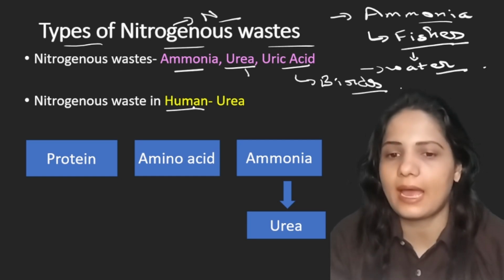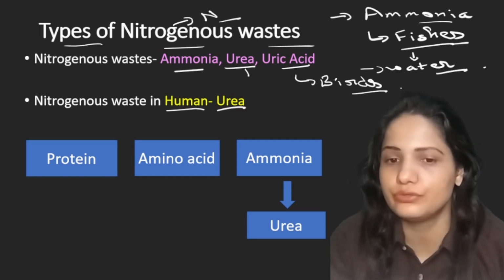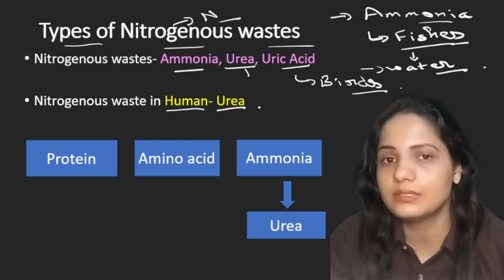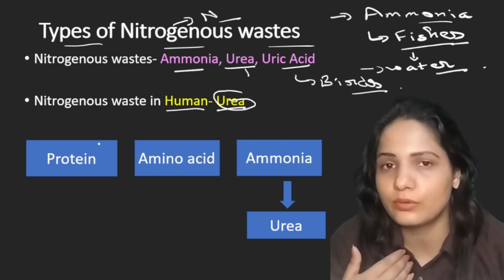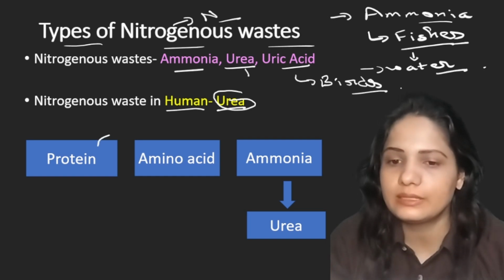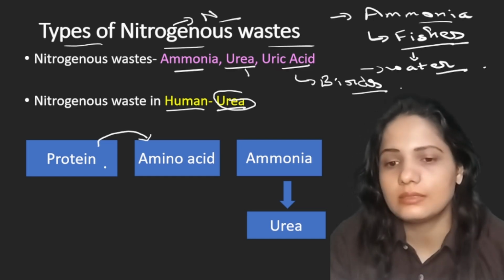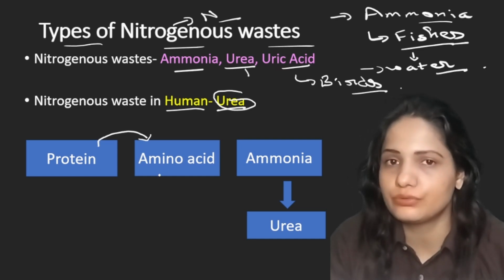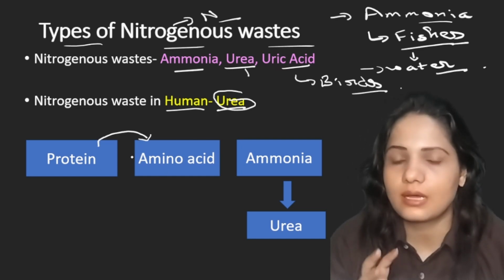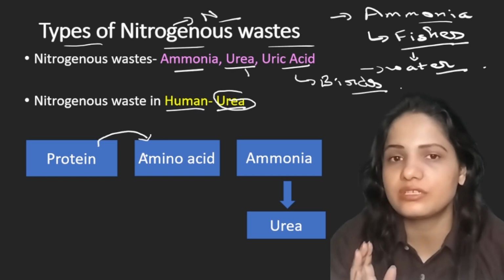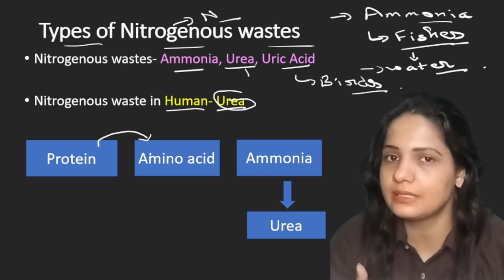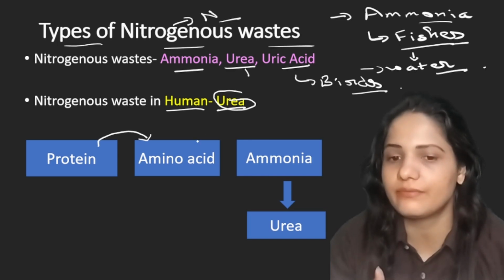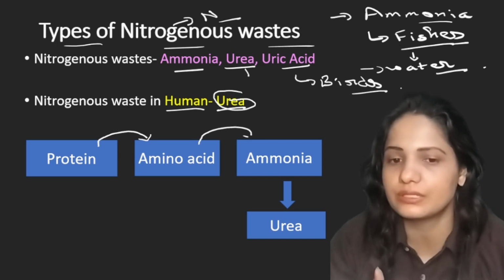So here we have nitrogenous waste in human is urea. We'll see how this urea is generated in human. We intake protein through the diet, then that protein is further digested inside the digestive system, and on digestion it is converted into amino acids. Amino acids are the simpler form of proteins. Proteins are made up of amino acids, and when we digest protein, that protein is converted into amino acids, and further this amino acid is converted into ammonia.